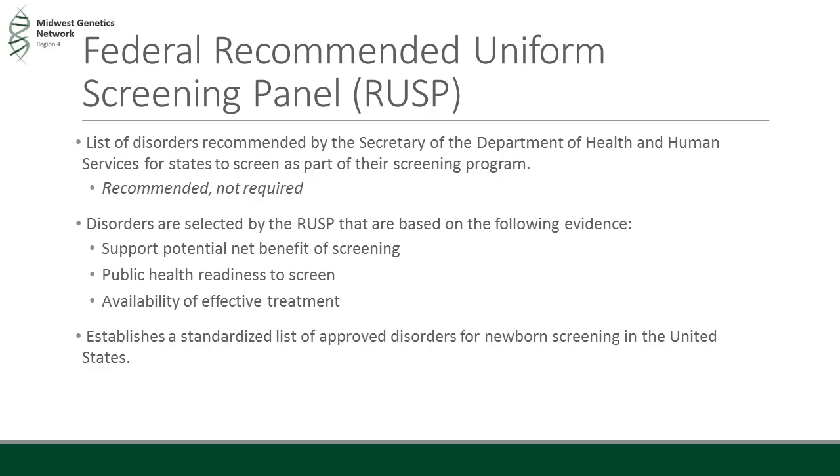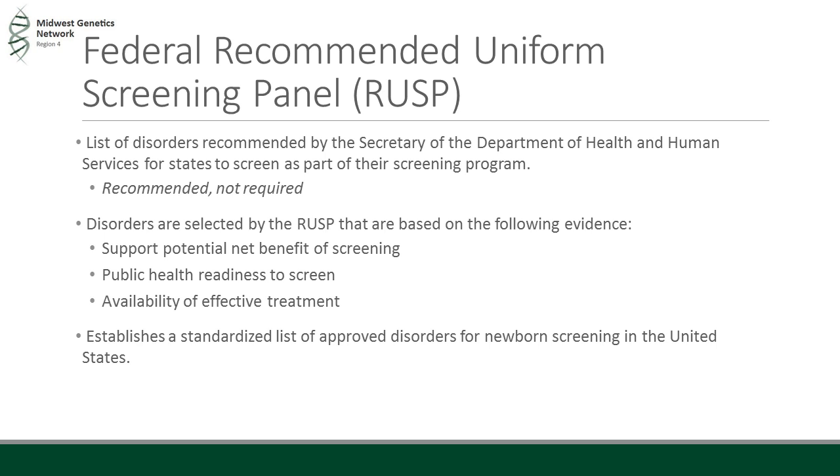So after newborn screening for PKU became established in the 1960s, newborn screening programs continued a slow but constant expansion by adding conditions such as congenital hypothyroidism, galactosemia, and sickle cell disease. And as a result, by the end of the 1990s or so, newborn screening programs were screening for a handful of disorders.